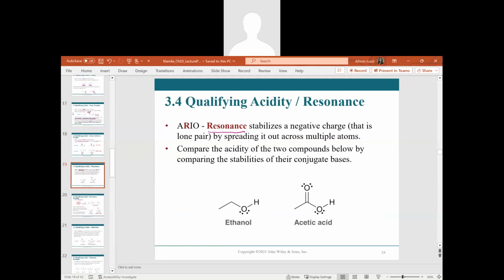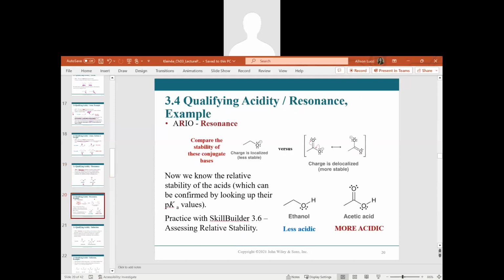Resonance can stabilize a negative charge by spreading it out over multiple atoms. So let's compare the acidity of an alcohol, and this one over here is acetic acid. You may not be surprised what the outcome is based on the name. So let's take a look.